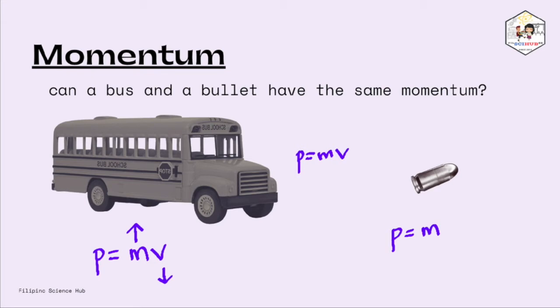So yung mass naman ng ating bullet ay mas mababa compared to the bus, pero yung velocity niya naman ay sobrang laki. So actually the answer to this question is yes, theoretically they could have the same momentum. It's just that we have to alter their velocities accordingly. Here we can see that the relationship between mass and velocity with momentum is a direct relationship, where when we increase the mass of the object, we increase its momentum, and when we increase its velocity, we also increase its momentum. Likewise, when we decrease the mass and the velocity of our object, we also decrease the momentum.